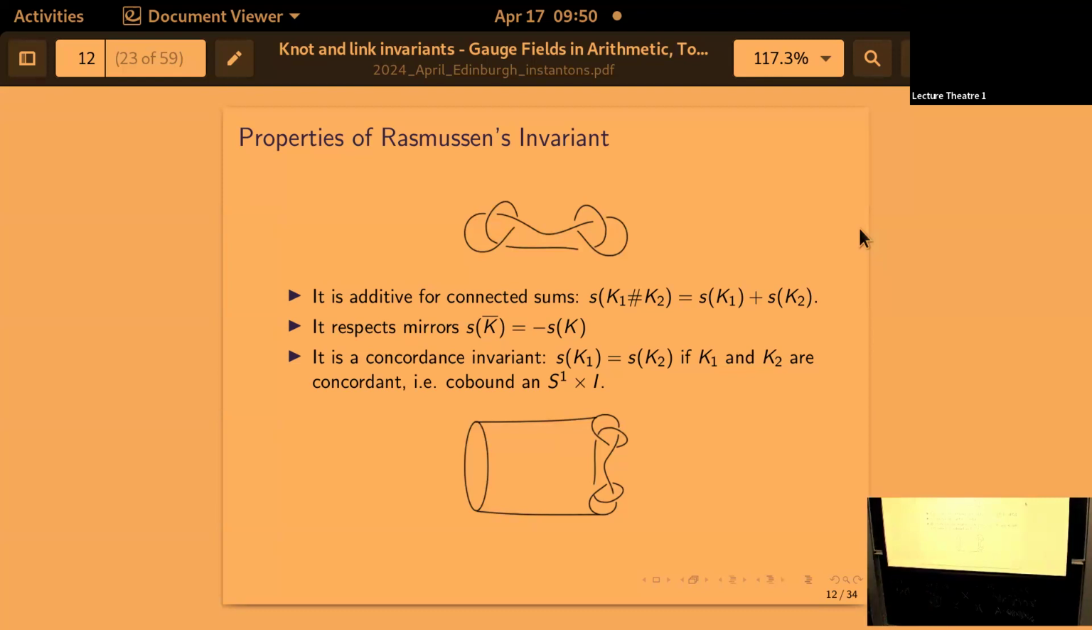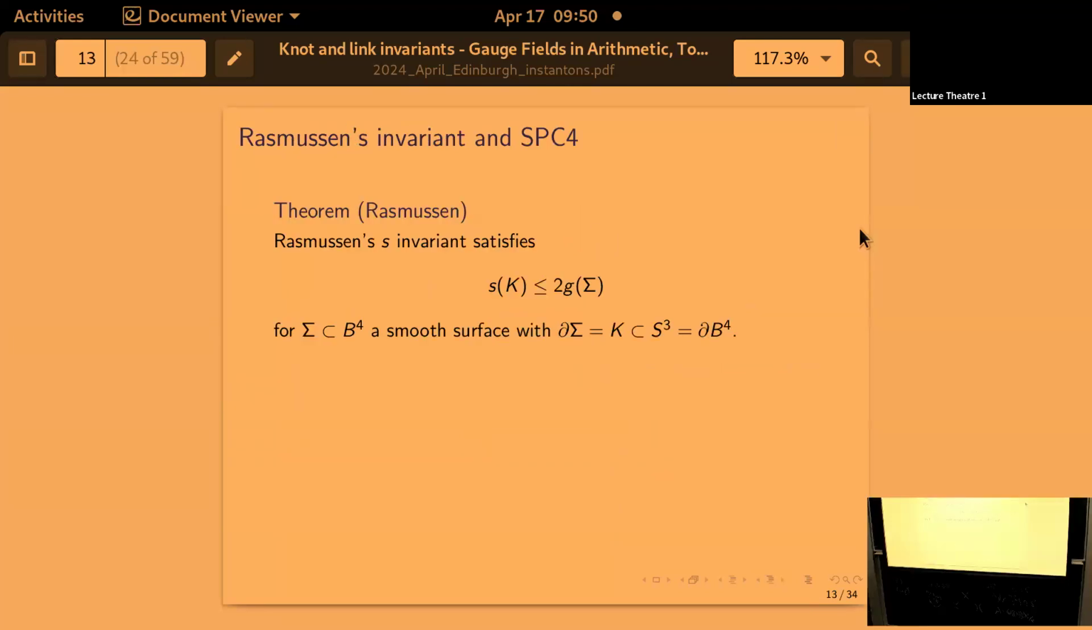The Rasmussen invariant is a concordance invariant. So if two knots are concordant, then they have the same Rasmussen invariant. In particular, this means that if a knot has genus 0, if it's a slice knot, it has to have Rasmussen invariant 0. Actually, there's a stronger statement of this form, which is that the genus is bounded below by the Rasmussen invariant.